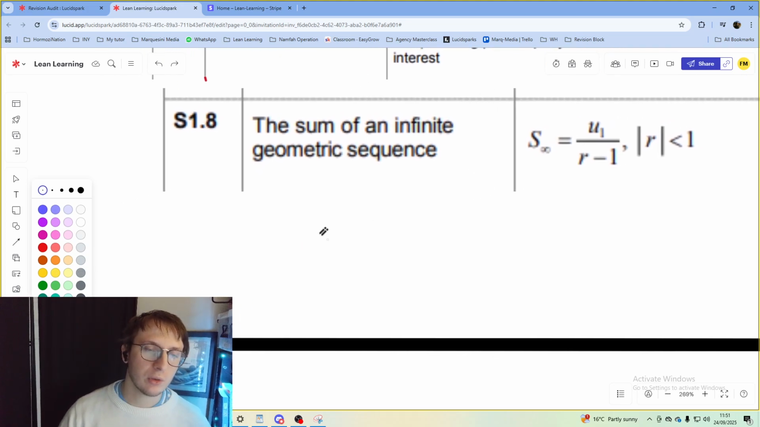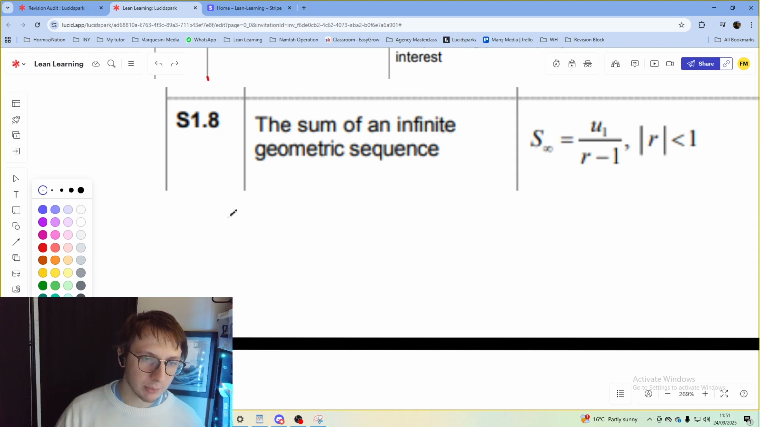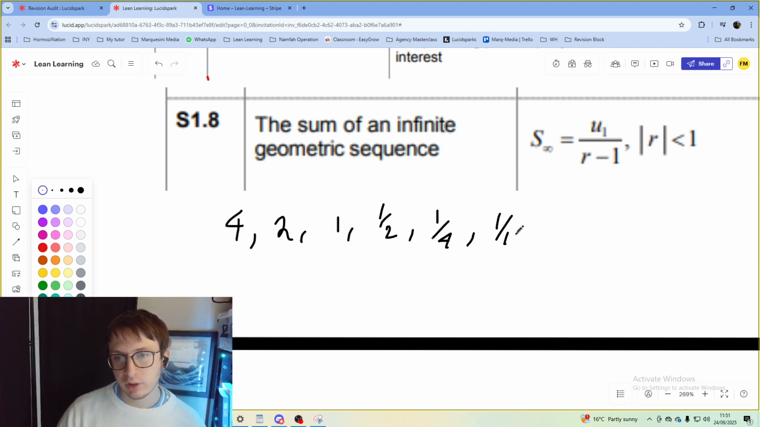If I had a sequence where, for example, we're starting with 4. The next term is 2. The next term is 1. The next term is a half. Do you see what's happening? We're getting smaller and smaller and smaller until eventually we're basically dividing by an infinitely large value. This approximates to 0, right?